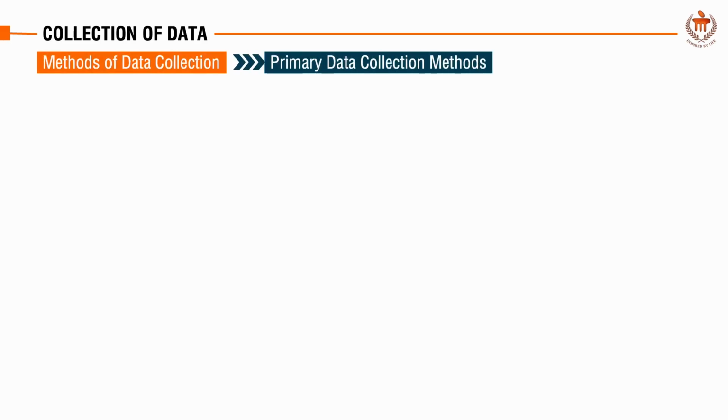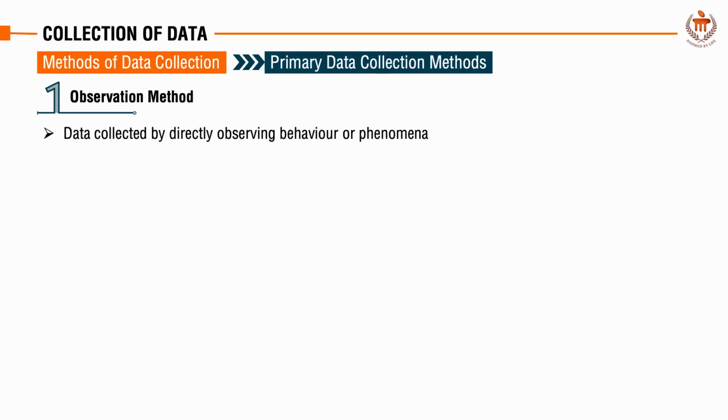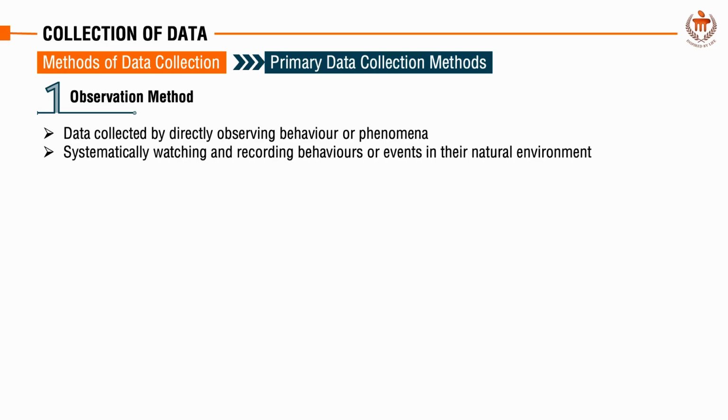Now, the methods of collecting primary data. There can be a few methods. The first one is the observation method. The observation method involves collecting data by directly observing behavior or phenomena in their natural environment, allowing researchers to gather real-time, authentic data about actions, events, and interactions. This method is particularly valuable for studying behavior that cannot be easily captured through surveys and experiments.